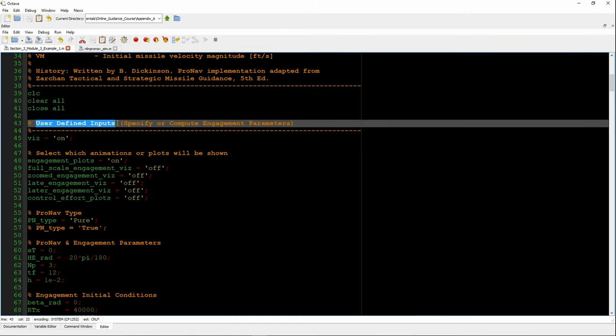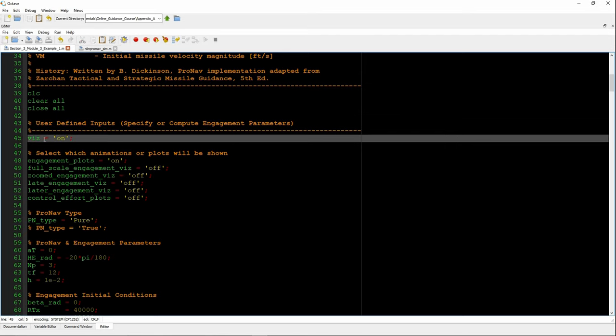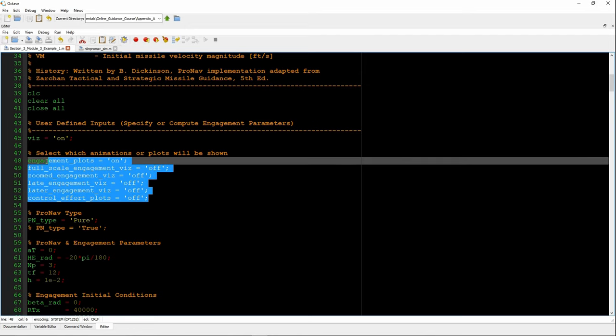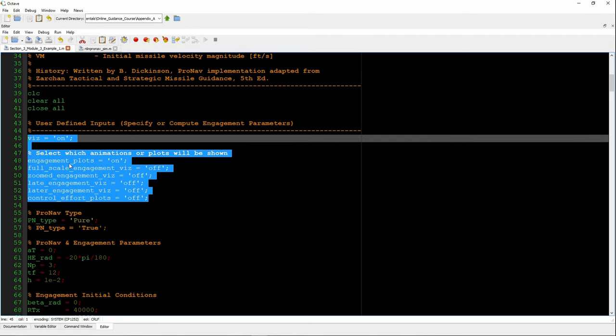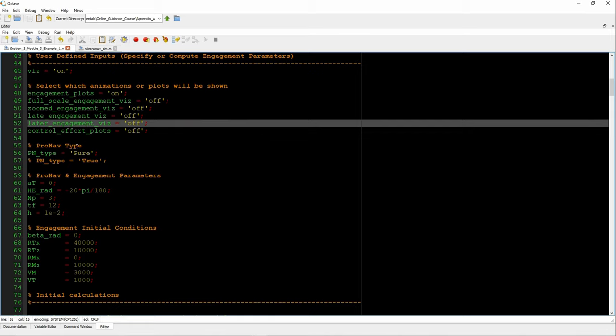The first things relate to what the simulation produces in terms of plots or animations. I'm not going to go into details about what this is just because there's a lot of script behind this. We're going to focus on the nuts and bolts of the engagement simulation here, and then I'll leave it to you to make your own plots for what variables you want to see or what engagements you want to visualize. All right, ProNav type, we're going to start with pure ProNav.